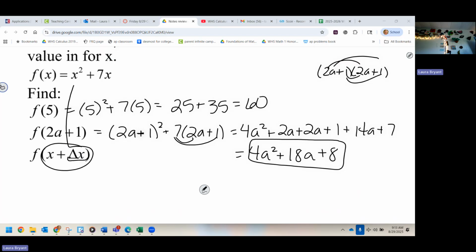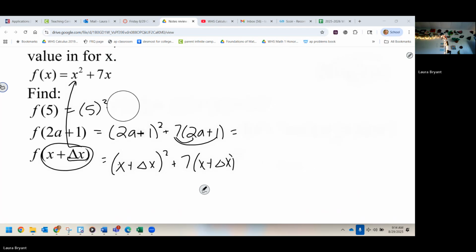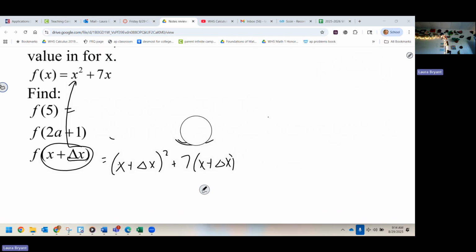So plug this in, it's going to look like this. X plus delta x squared plus 7 times x plus delta x. Okay, then a little sidebar about the squared thing. Again, if you have a plus sign, you can't distribute this squared into that problem. You have to multiply it by itself. So we do x plus delta x, x plus delta x.